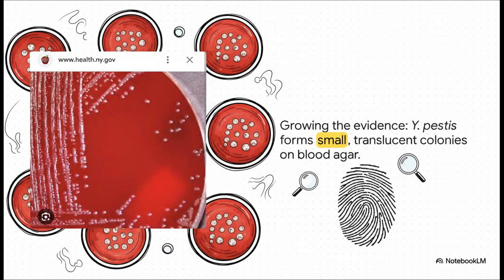And here's how they gather even more evidence back at the lab. You take a sample and grow it on a blood agar plate. Yersinia pestis forms these distinct, small, almost see-through colonies. This is basically the microbiological version of collecting fingerprints at a crime scene. It's how scientists can be 100% sure of the suspect's identity.